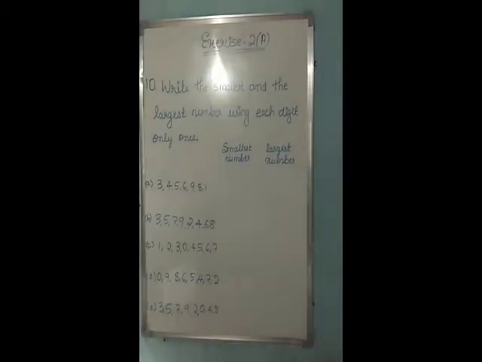Dear students, today we will solve exercise 2A. In the 10th one, write the smallest and the largest number using each digit only once. Here we have to form the smallest number and the largest number using these given digits. To get the smallest number, we arrange the given digits in ascending order. To get the largest number, we arrange the given digits in descending order.